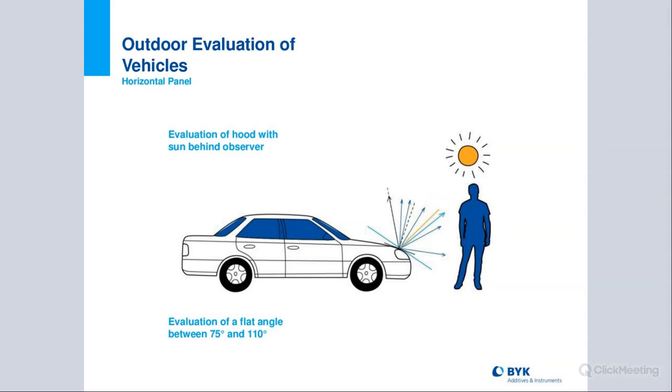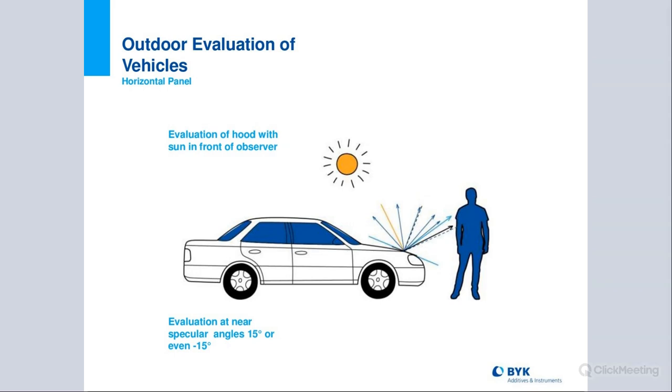And where is the sun, in this case, relative to the vehicle? Is it behind me, where I'm evaluating, between 75 and 110? Or is it in front of me, where I'm looking at near specular angles of 15, maybe even minus 15? So it's really important to understand how the customers are doing the visual evaluation, and then how can I duplicate that when I'm not standing right with them.